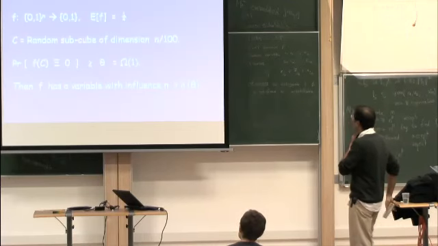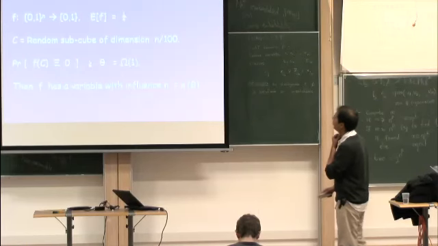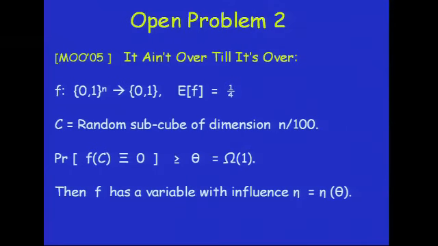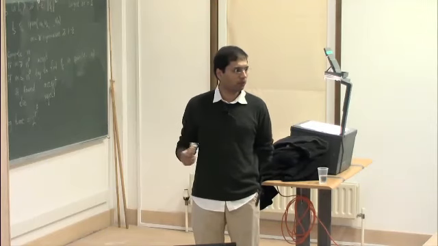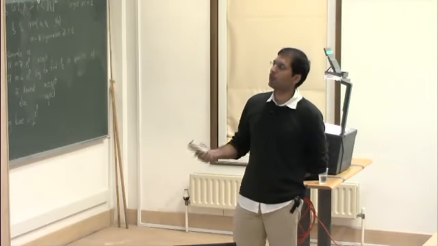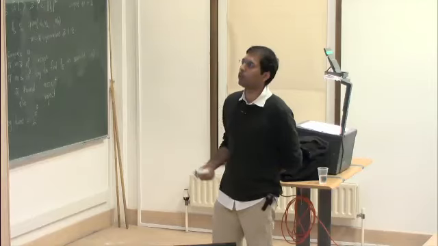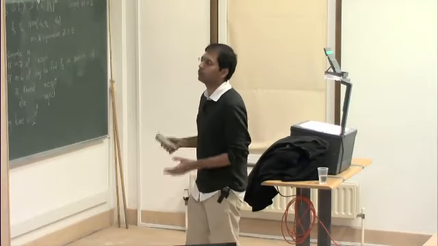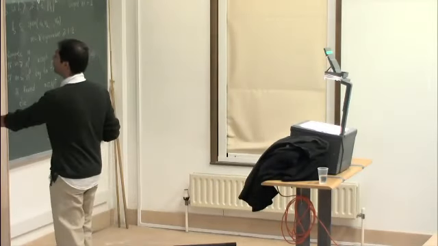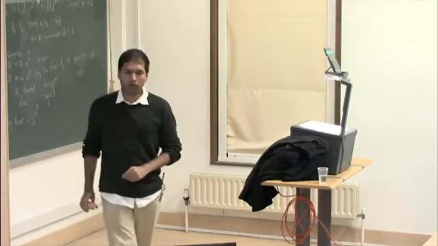So assume that the function is identically 0 on a constant fraction of such subcubes. Then this theorem, the Mossel theorem, implies that the function must have at least one variable which has significant influence. Or in the contrapositive, if a function has all variables with low influence, then it cannot be identically 0 on almost any subcube. So that's the known theorem.